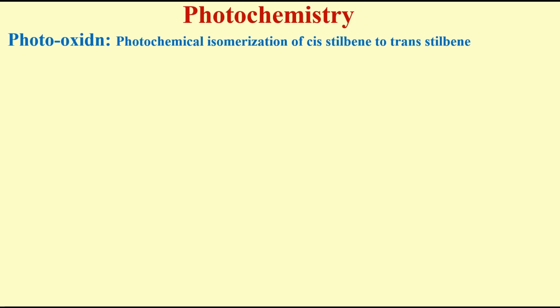Today's subject of discussion is photooxidation reaction. In this photooxidation, one of the oxidation reactions is photochemical isomerization. It is the conversion of one isomer to other isomers in the presence of light energy. The cis-stilbene conversion to trans-stilbene is the classical example for photochemical isomerization.